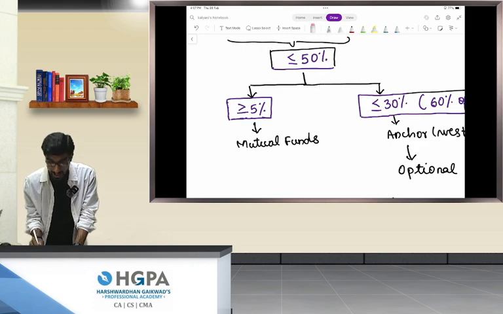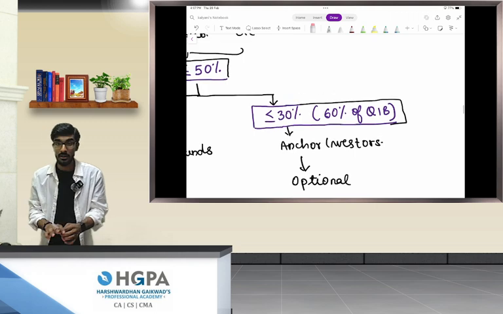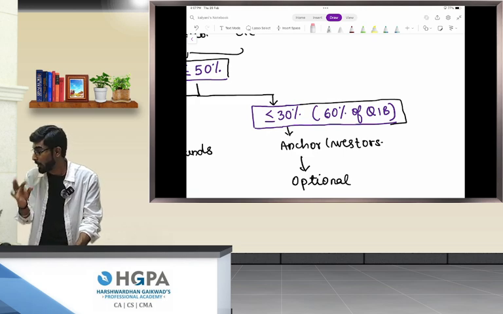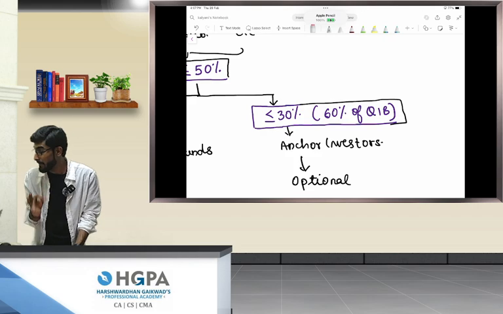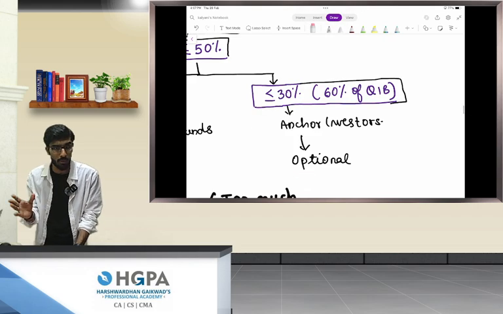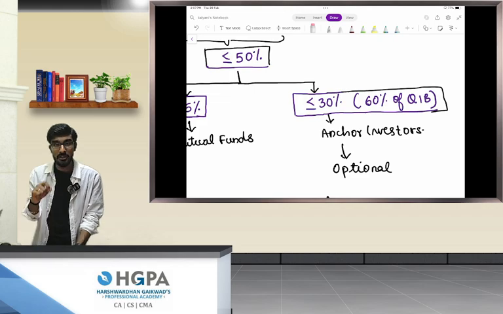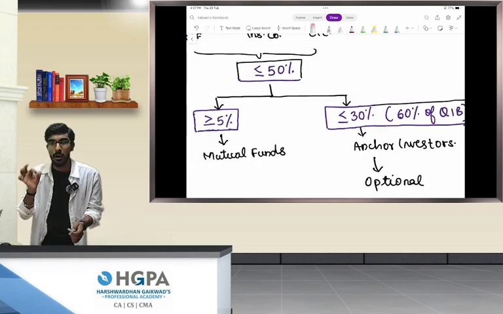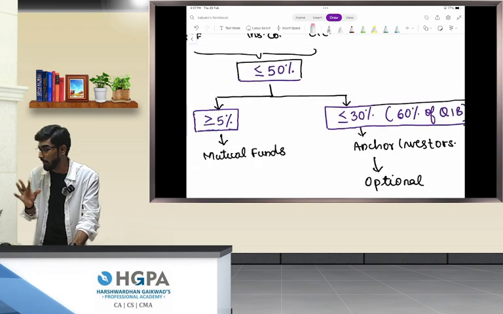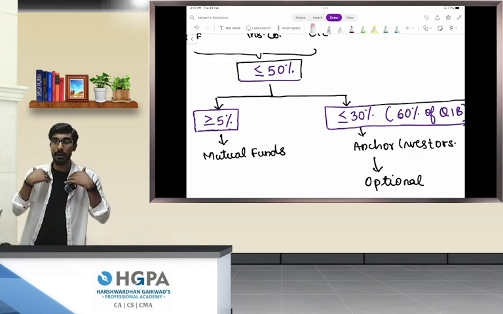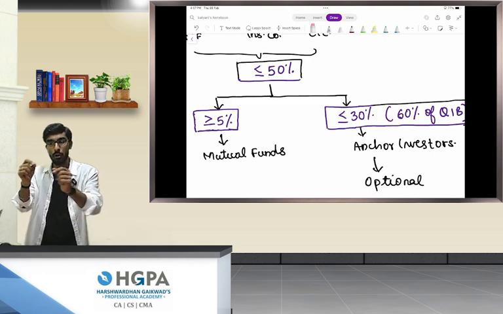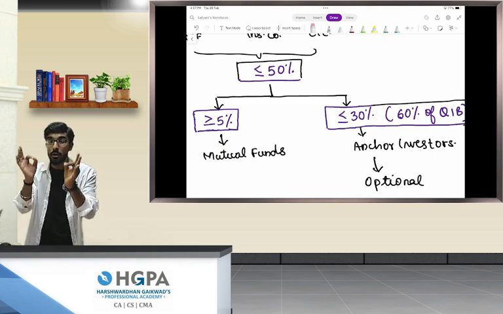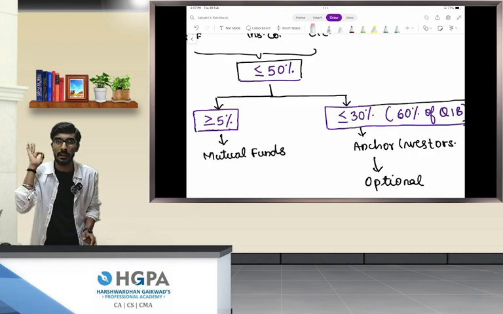Anchor investors can also get shares, but a maximum of 60% of QIB. That is completely optional. 60% of QIB means 60% of 50%, correct? Which is not more than 30% given to anchor investors. If I am offering 100 shares, I can give it to anchor investors or not, it is my choice. But if I give to anchor investors, not more than 30 shares I can give.